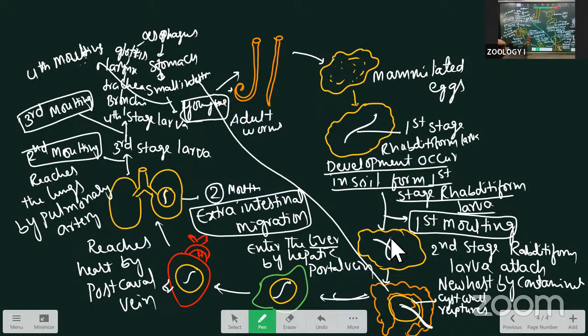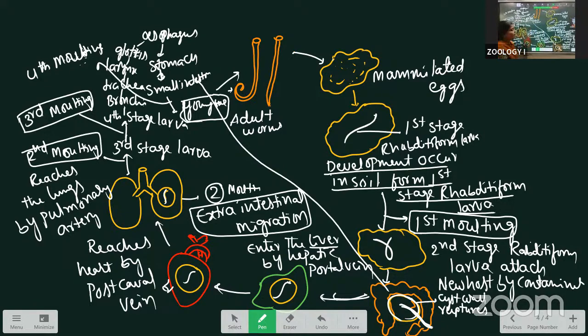At that time only, they can enter the new host along with contaminated food and water. They enter the small intestine, and in the small intestine a number of enzymes are produced, like trypsin. With those enzymes, they dissolve the wall, meaning the mammillated eggs have a chitinous shell. That shell will be dissolved and they come out from the intestine into circulation.